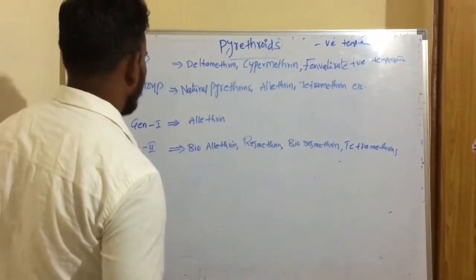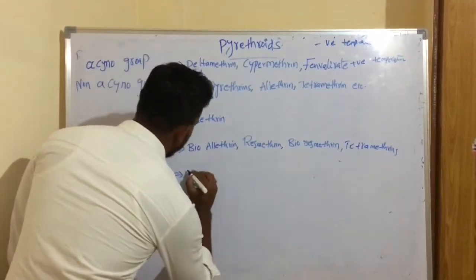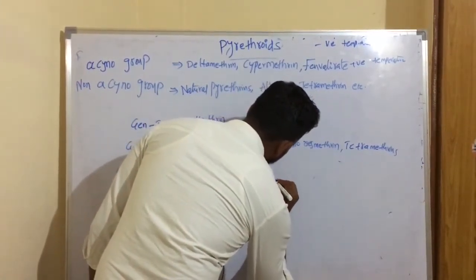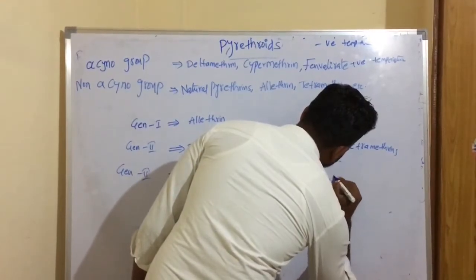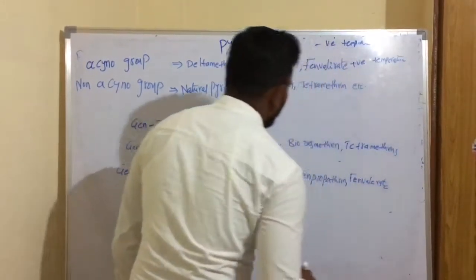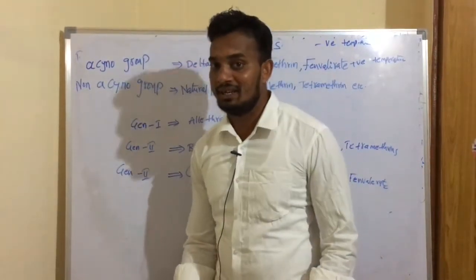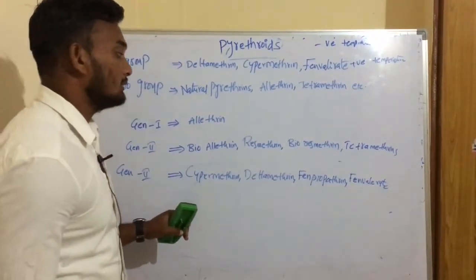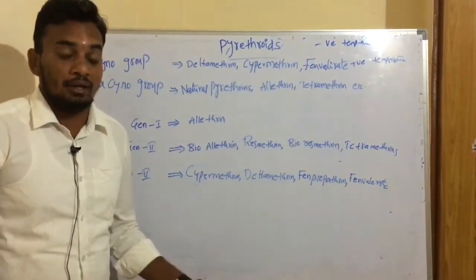So immediately after second generation pyrethroids, the third generation pyrethroids were also introduced and commercialized, and the examples are cypermethrin, deltamethrin, fenpropathrin, and finally fenvalerate. So these third generation pyrethroids are considered one of the most utilized pyrethroids in agriculture against a wide range of insects. Okay, so this is about the first, second, and third generation synthetic pyrethroids, which were commercialized and are still being used in agriculture against a variety of insects in different crops.